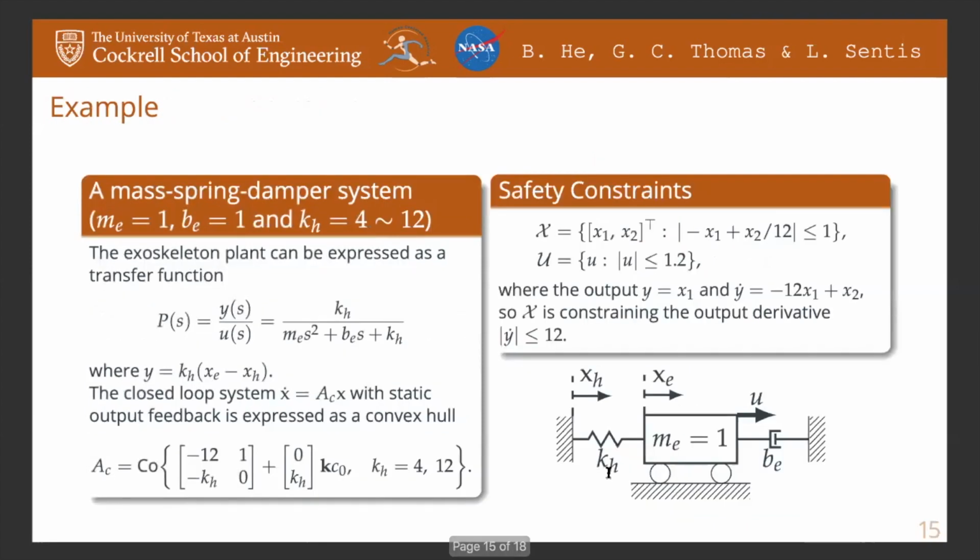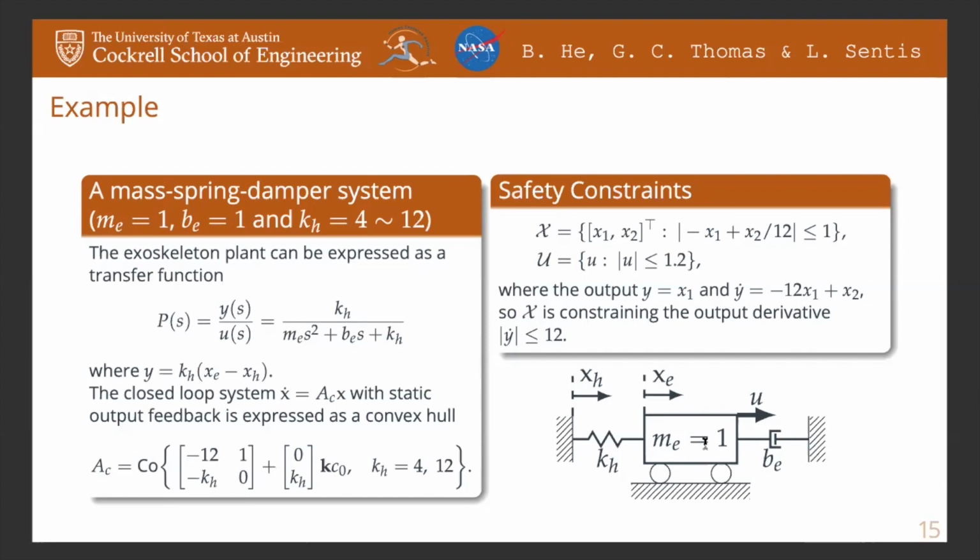Let us now consider an example of a simplified human exoskeleton interaction problem. The human is modeled as a virtual spring with the unknown spring origin. The exoskeleton is modeled as a mass with a linear damper. The exoskeleton actuator provides us an input force U, while the human responds with a human contact force Y as the output. If U equals a static output feedback controller KY, then this exoskeleton becomes a force amplification exoskeleton.